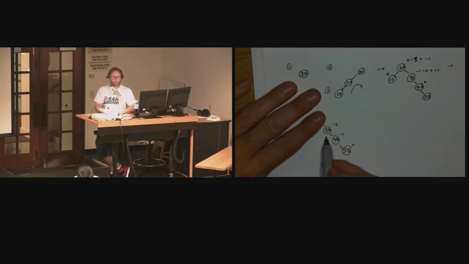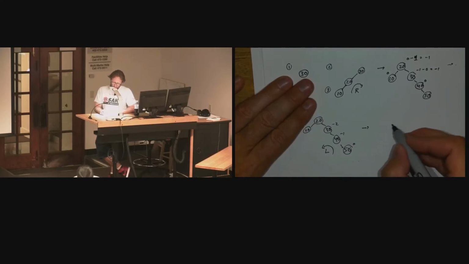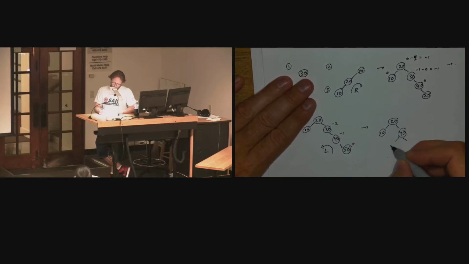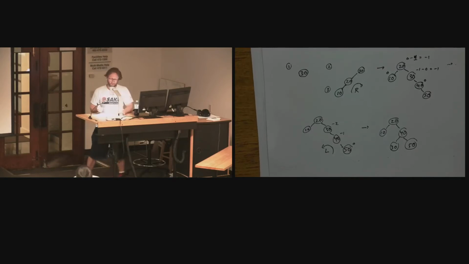And that's where we do our rotation. What kind of rotation are we going to do here? A left rotation. This is a right rotation. And when we do that, we end up with 20 and 10 are still there, 40, 30, and 50. There. And then that was it, into an initially empty AVL tree.